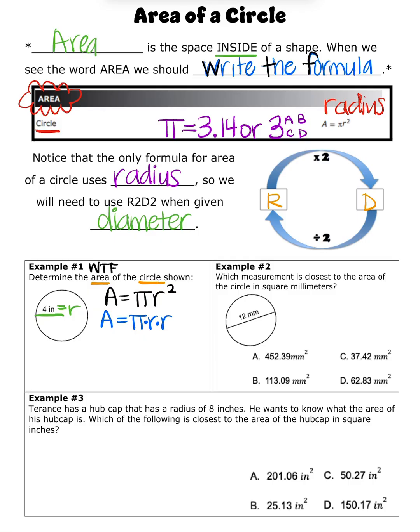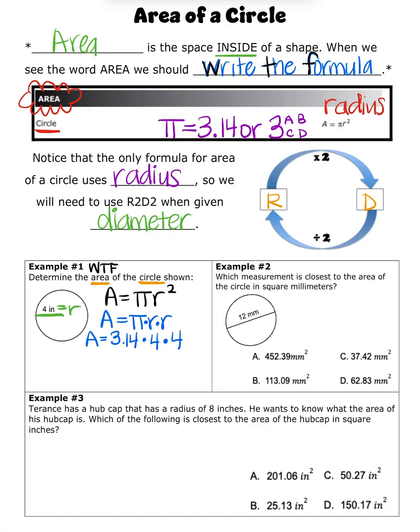Okay, so anytime we write our formula, we're going to go ahead and rewrite it where our radius squared is actually just r times r. Again, the little 2 tells me to put the r twice. All right, so then I'm going to plug in what I know. Well, I don't have any answer choices, so I know that pi is going to be 3.14. So I'm going to write area equals 3.14 times my radius was 4 times my radius was 4.